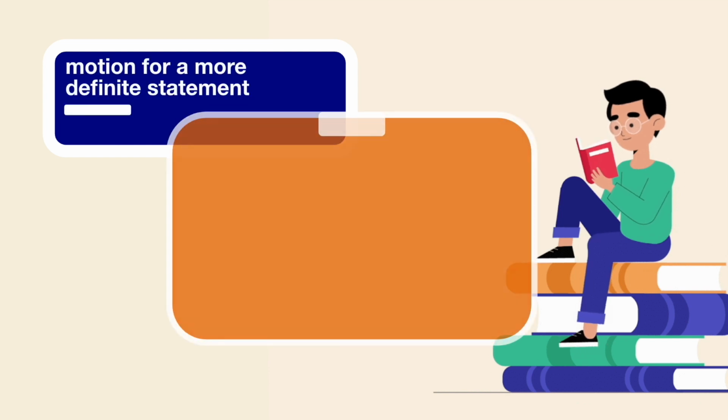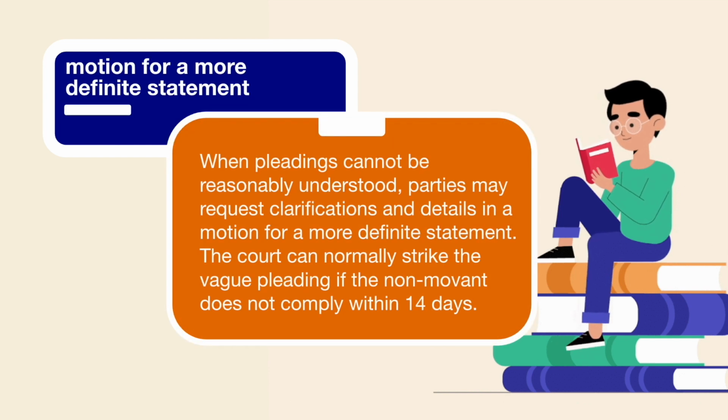Motion for a more definite statement. When pleadings cannot be reasonably understood, parties may request clarifications and details in a motion for a more definite statement. The court can normally strike the vague pleading if the non-movant does not comply within 14 days.